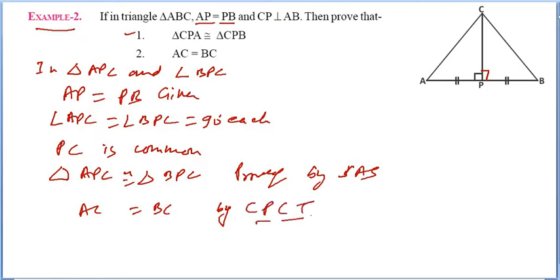What is the meaning of CPCT? Corresponding parts of congruent triangles. This is the corresponding part of congruent triangles. That's why AC is equal to BC. So AC is equal to BC. That means this side is always equal.